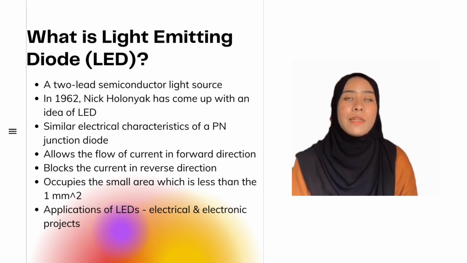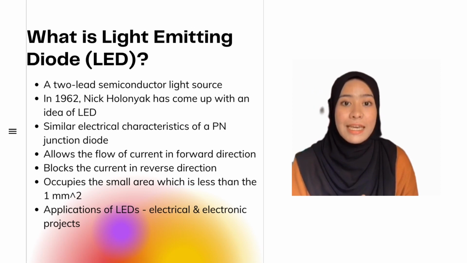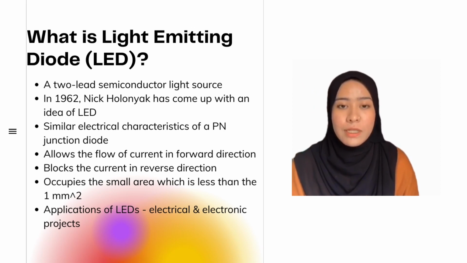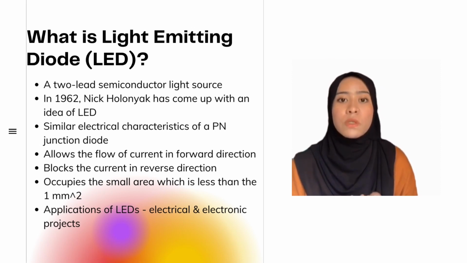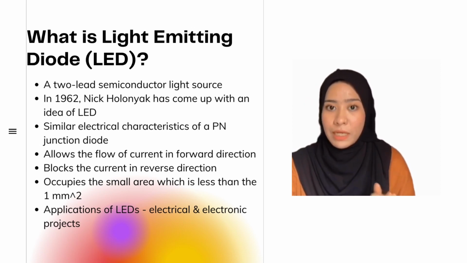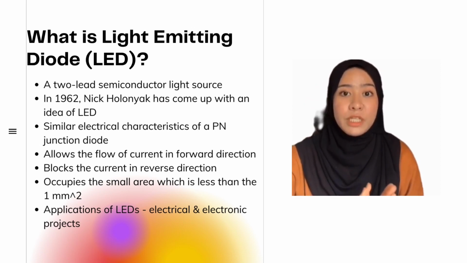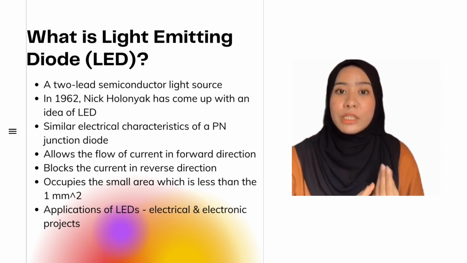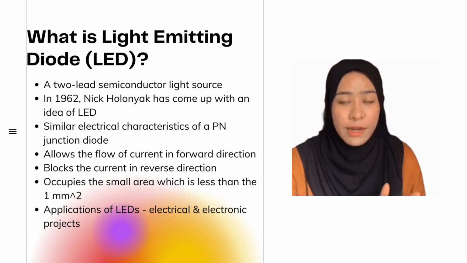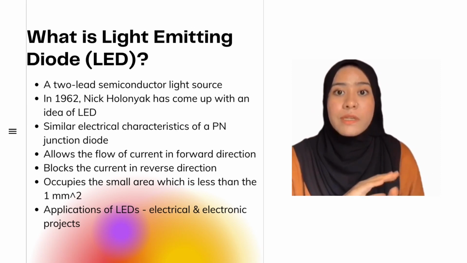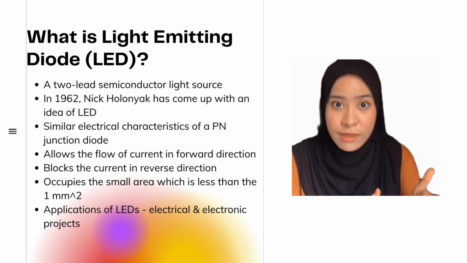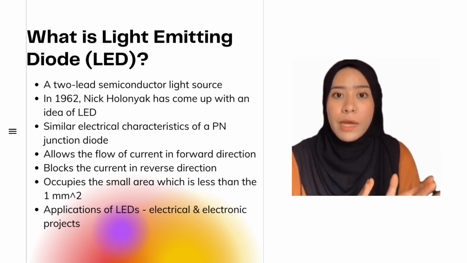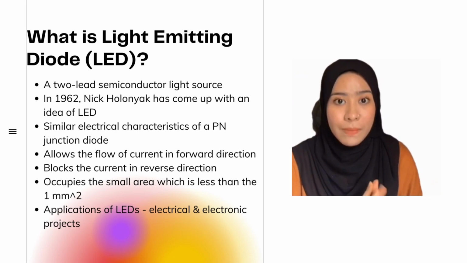So, what is light emitting diode, or short for LED? It is a two-lead semiconductor light source. In 1962, Nick Holonyak came up with the idea of the light emitting diode, and he was working for the General Electric Company. The LED is a special type of diode, and it has similar electrical characteristics to a PN junction diode. Hence, the LED allows the flow of current in the forward direction and blocks the current in the reverse direction. The LED occupies a small area which is less than 1 mm squared.